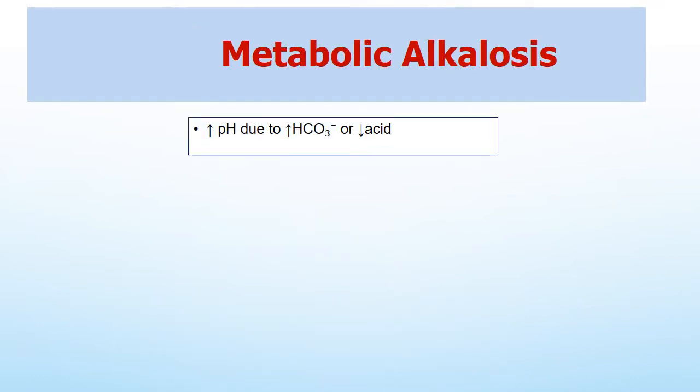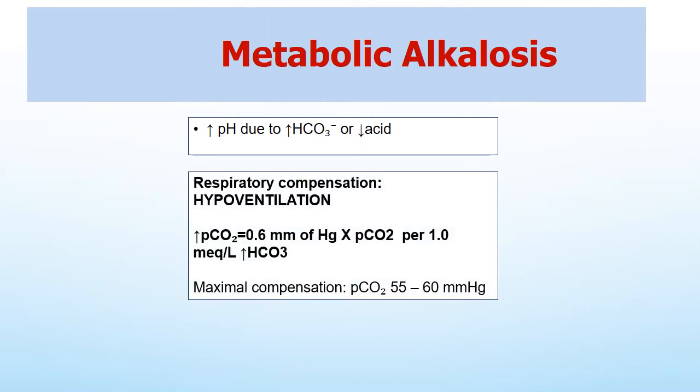So increase in pH is either due to increase in bicarbonate or decrease in acid, and respiratory compensation occurs by hypoventilation, and here the expected PCO2 can be calculated using this formula. Here for every 1 rise of bicarbonate there is 0.6 mm of Hg of rise in PCO2, and the maximum compensation occurs up to 55 to 60 mm of Hg of PCO2.